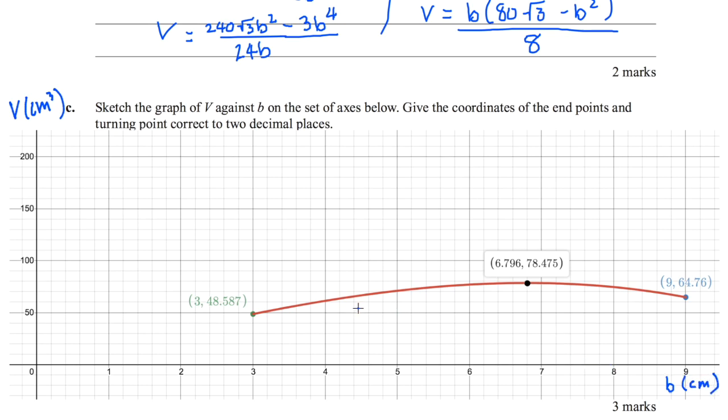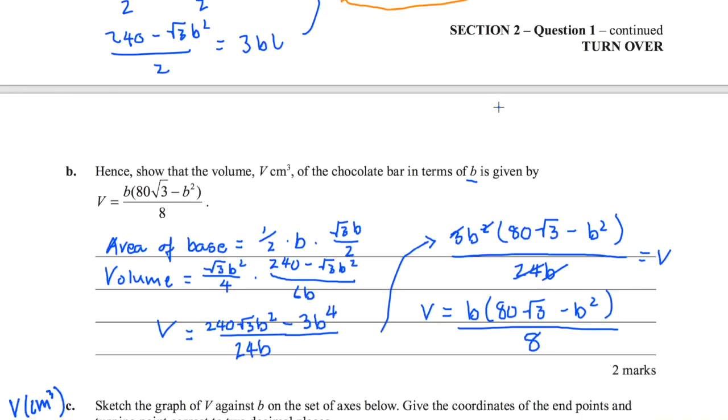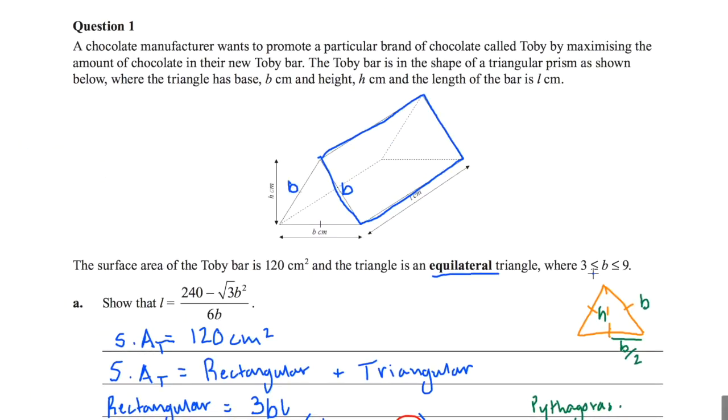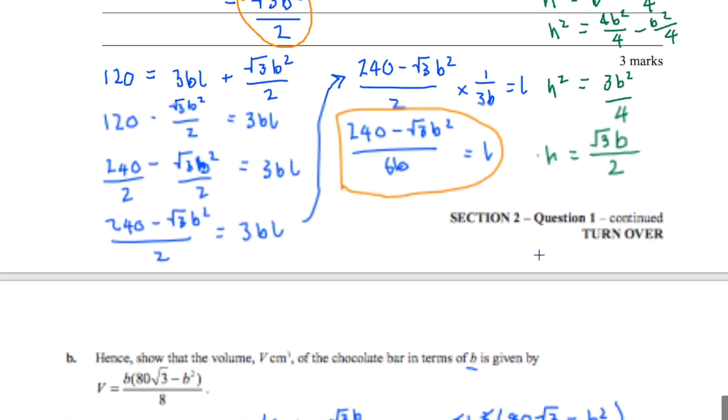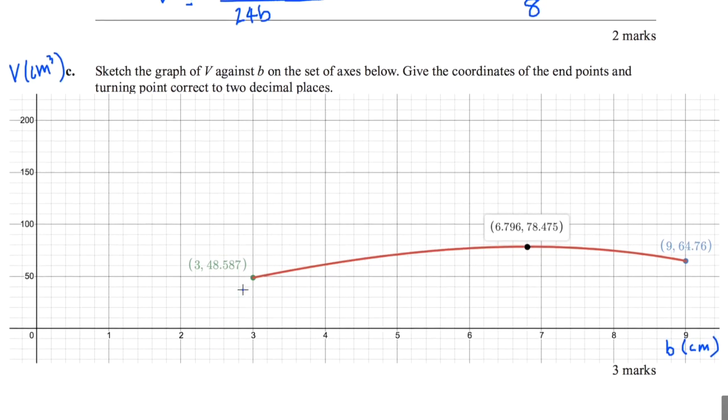Alright, play around with your calculator a little bit. The scale will be a little bit off. You're going to have to work out the scale. First of all, you know that your b values must go between 3 and 9, so you know roughly the scale that you're interested in for your b values, and then you just have to scale it right so that you can get a good scale for your volume values. Alright, give the coordinates of the endpoints and the turning point correct to 2 decimal places.